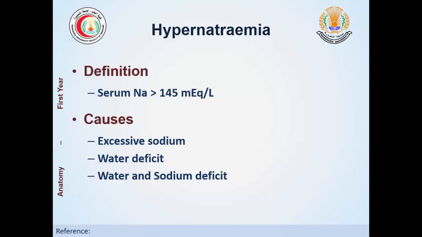So, what about hypernatremia? The definition of hypernatremia is serum sodium more than 145 milliequivalent per liter. It's either due to excessive sodium, water deficit, or water and sodium deficit.